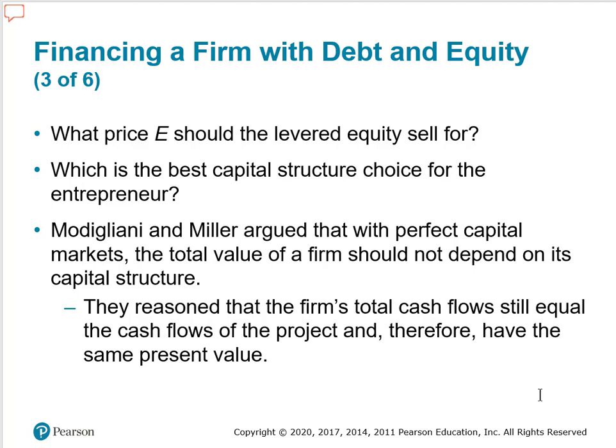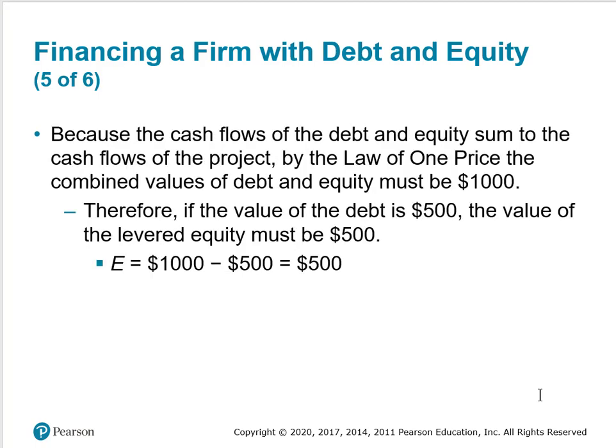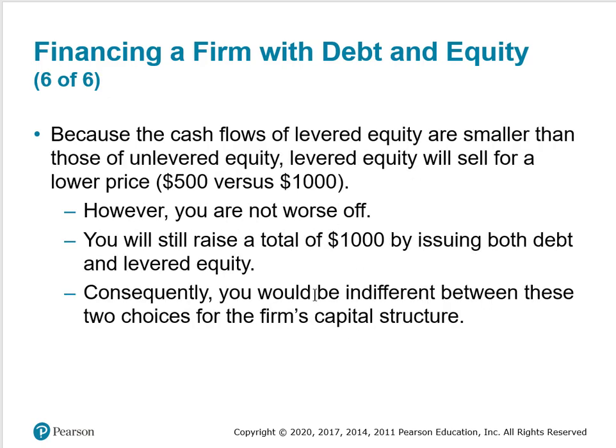So in a world with this perfect capital market, the capital structure itself does not matter. Here we just solve for that $500 equity value. Because the cash flows of the levered equity are a little bit smaller than those of the unlevered equity, it's going to sell for a lower price.